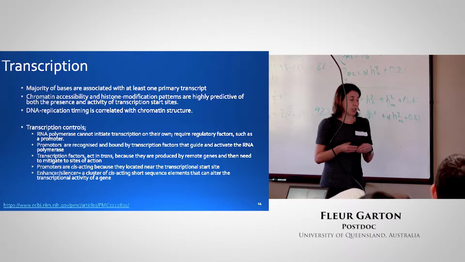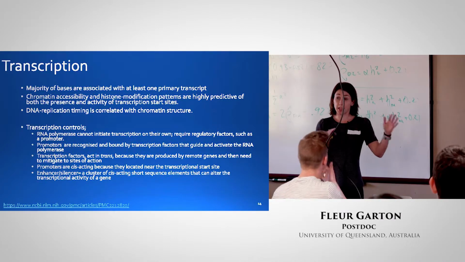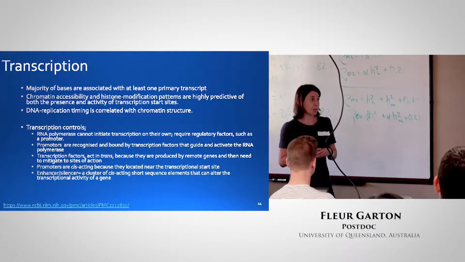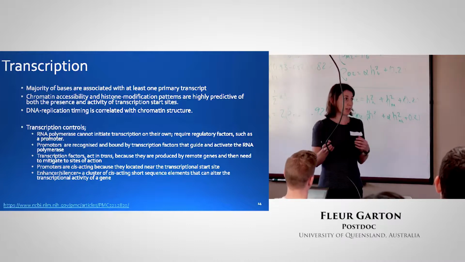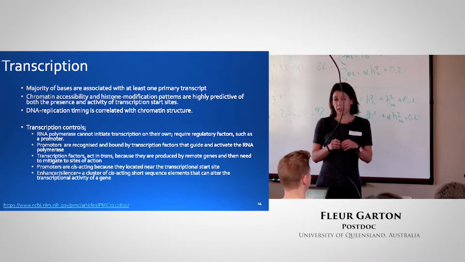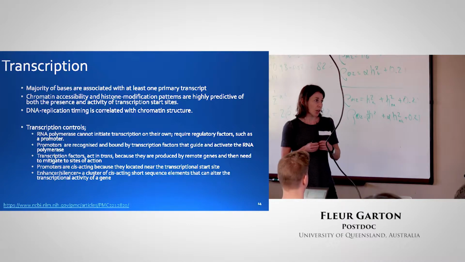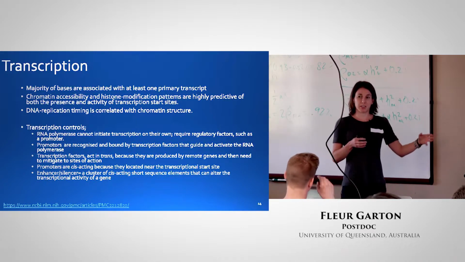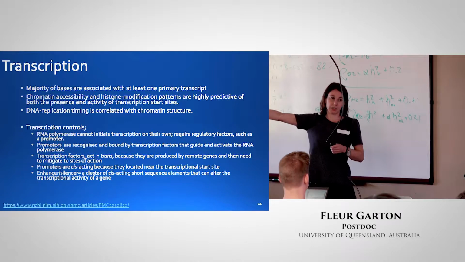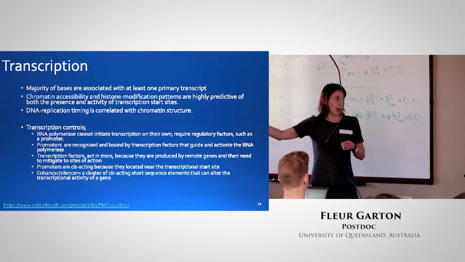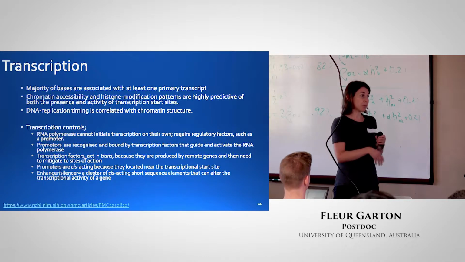And there's quite a lot of control mechanisms. An RNA polymerase can't just initiate transcription anywhere along the DNA. They require regulatory factors such as a promoter. Promoters are recognized and bound by transcription factor machinery that guide and activate this RNA polymerase. When we talk about transcription factors, we're saying they're acting in trans because they're produced by a remote area of the DNA, and then they migrate to a transcriptional start site. So that's their site of action.